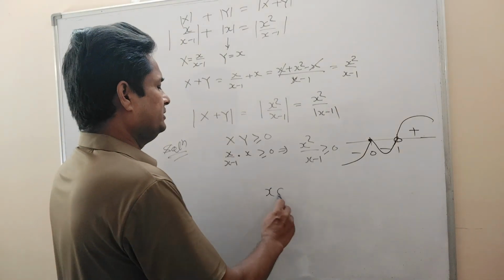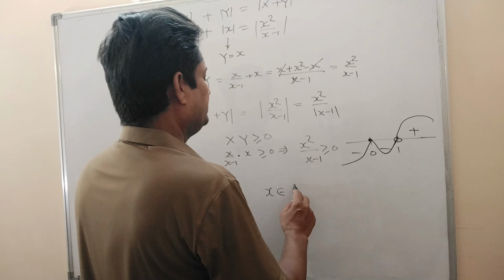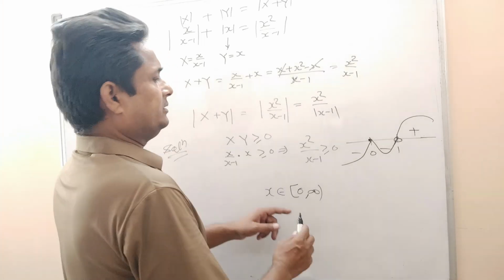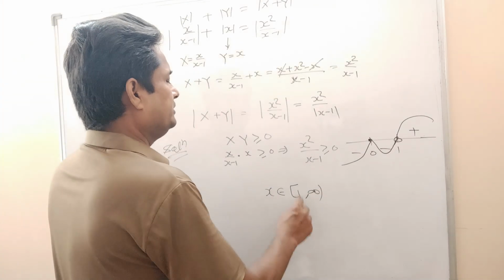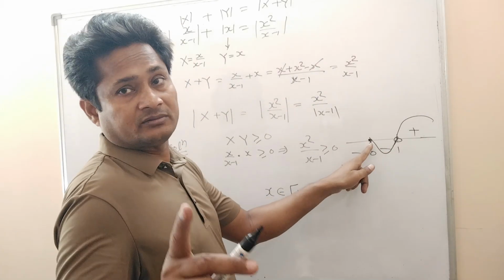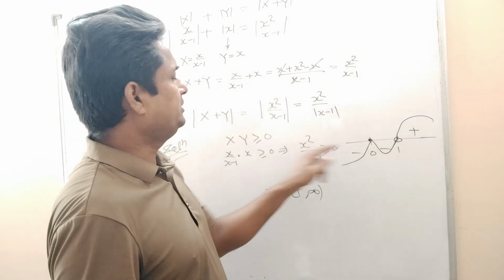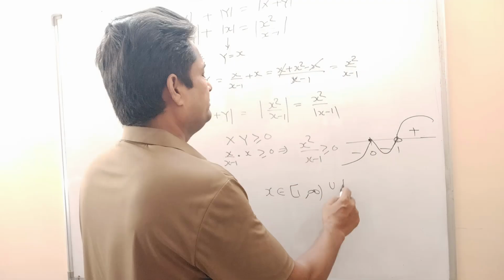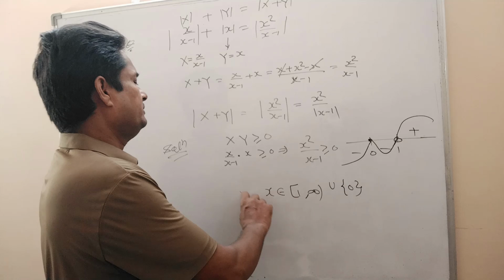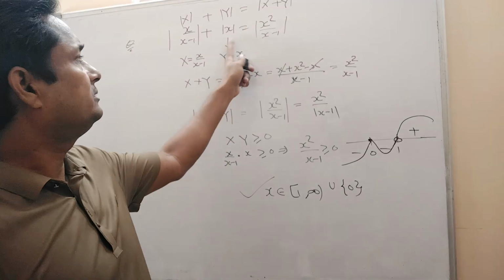So final answer will be what? 0 to infinity. Sorry, 1 to infinity. Final answer will be what? 1 to infinity, but 0 also satisfies the equality. So we can mark here union 0. So this is our final answer for this question.